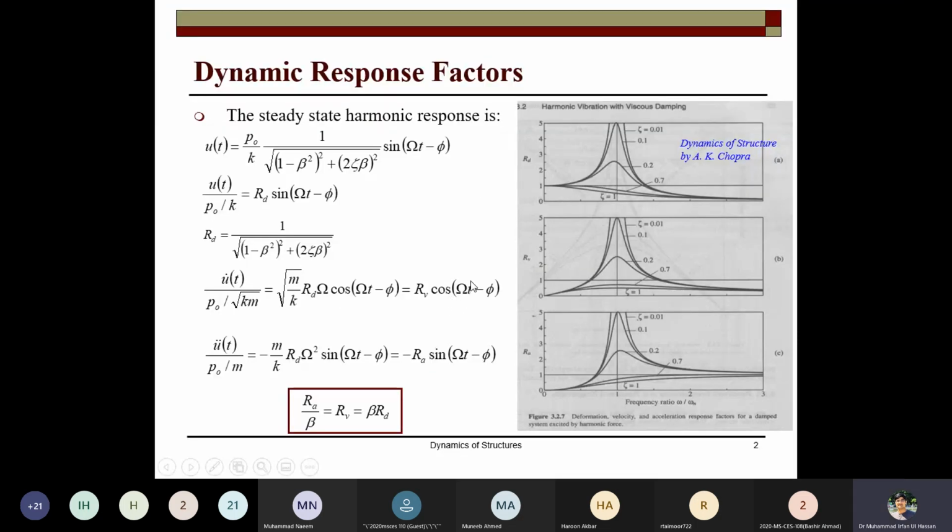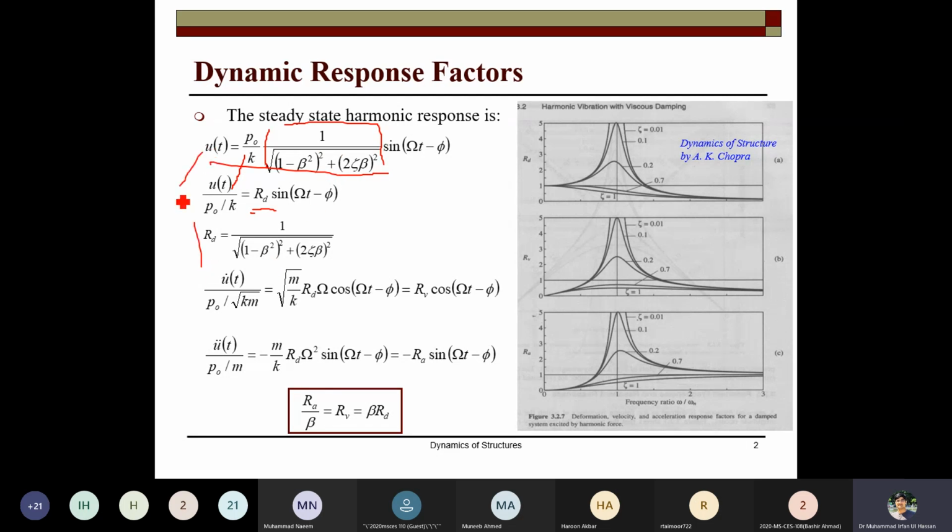We can make these from the dynamic magnification factors when plotted as a function of the frequency ratio. So this graph was already explained, and this is basically u. And if you say ut divided by p naught over k, this function you say is the dynamic response factor, the displacement response factor. इसको आप RD कह दें. Let's say this function which is used in the steady state harmonic response is called RD.